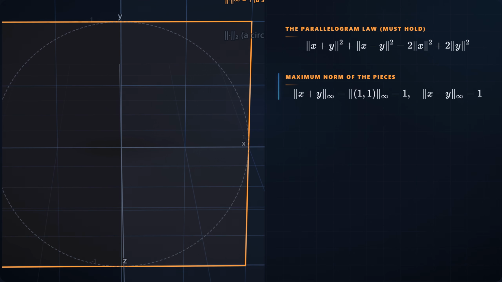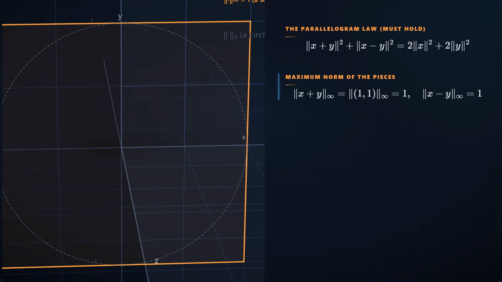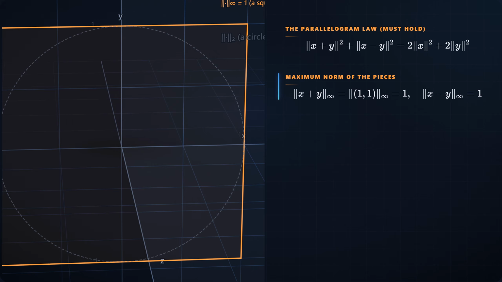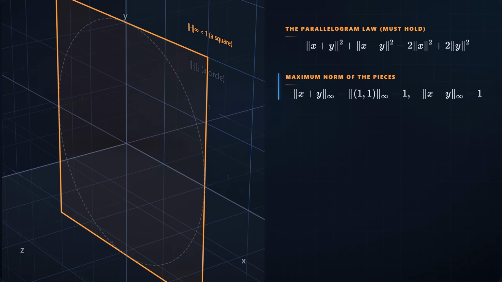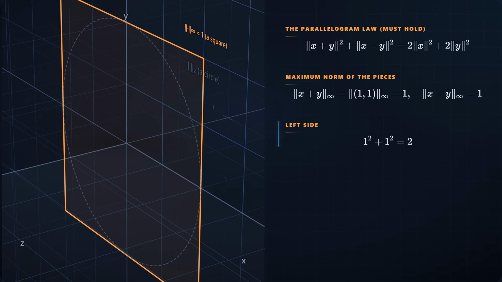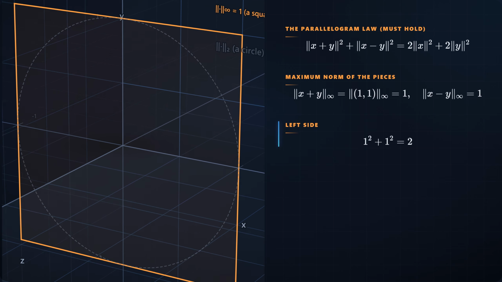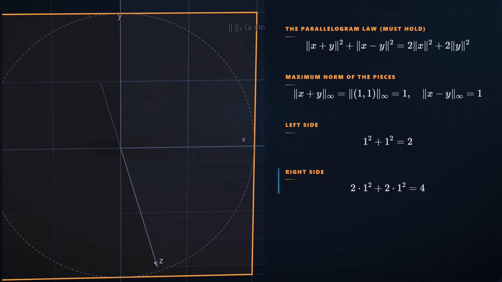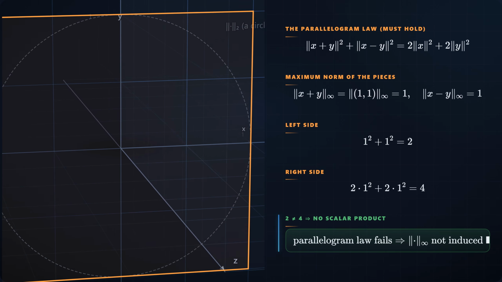Use the maximum norm, the largest absolute component. For x plus y, that's 1, 1, whose maximum is 1. For x minus y, 1, minus 1, again maximum 1. Left side of the law, 1 squared plus 1 squared, 2. Right side, twice 1 plus twice 1, 4. 2 is not 4. The law fails, so the maximum norm is not induced by any scalar product.